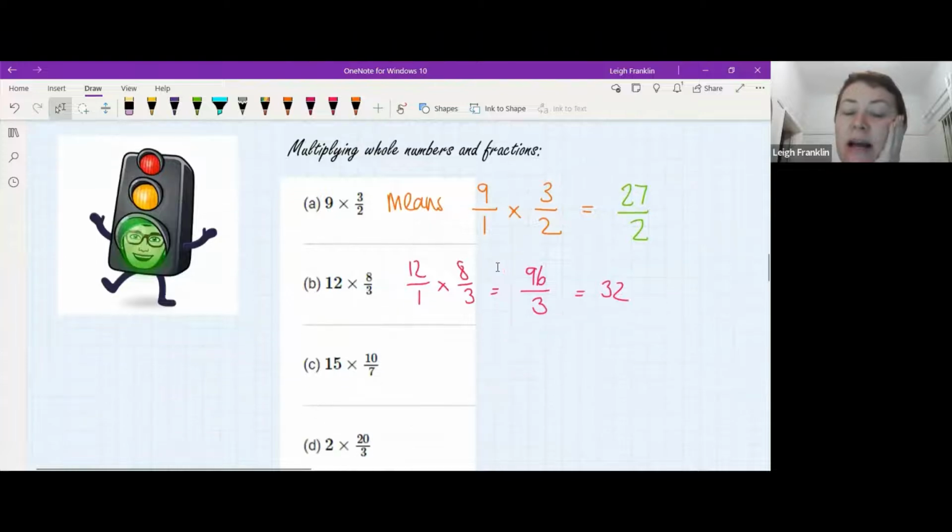Well done, Lesedi. Now, if I said to you that you had to simplify first, what could you have done differently here? When you said 12 over 1 times 8 over 3, what could you do differently there, Lesedi? Any idea?